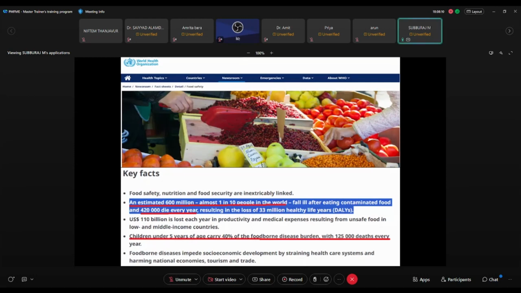It is affecting the national economy. It is affecting tourism. It is affecting trade. It is affecting health. It is affecting the socio-economic development of the country. It is affecting the regulatory system also. So we have to think about this in a very careful way.